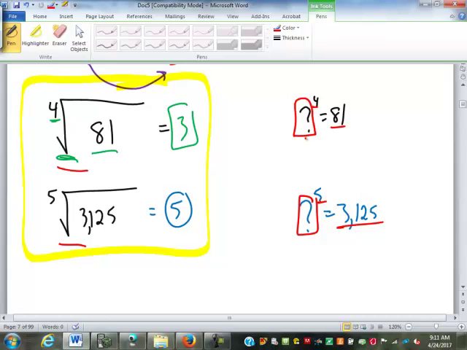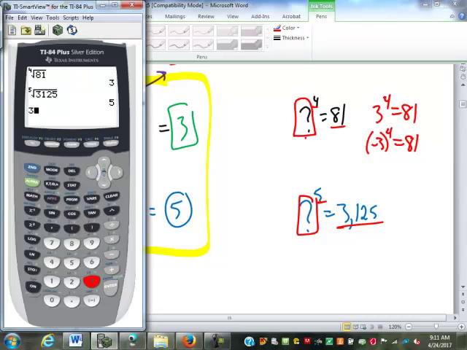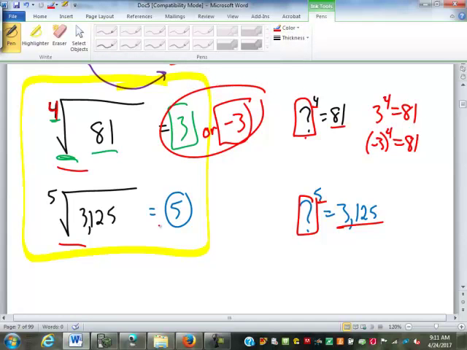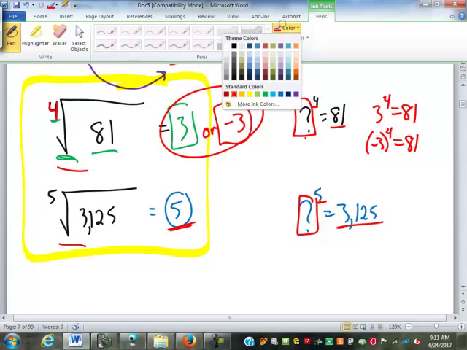No, but there is another number other than 3. 3 to the fourth is 81. What's the other number? Negative 3. Because this is an even power, negative 3 to the power of 4 is also 81. 3 to the fourth is 81, but negative 3 to the fourth is also 81, because it's an even power. So if it's an even root like this, it's 3 or negative 3. It has two possible answers. An odd root like that only has that one answer, a 5.